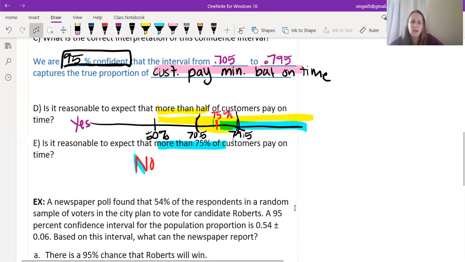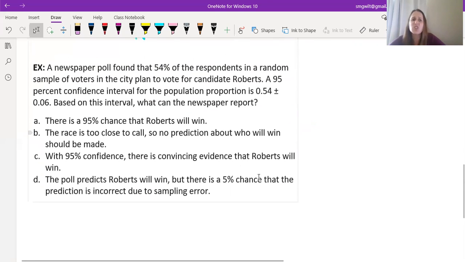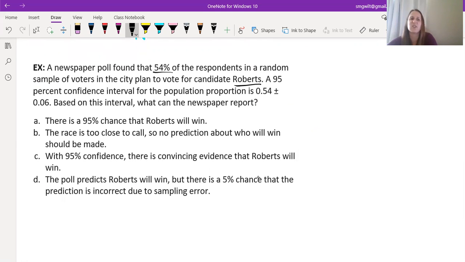So the last one is talking about an election, and it's really just another example of what we were just talking about. A newspaper poll found that 54% of respondents in a random sample of voters in a city plan to vote for candidate Robert. So this sample would imply that he would win, right? 54% is a majority. A 95% confidence interval for the population proportion is 0.54 plus or minus 0.06.